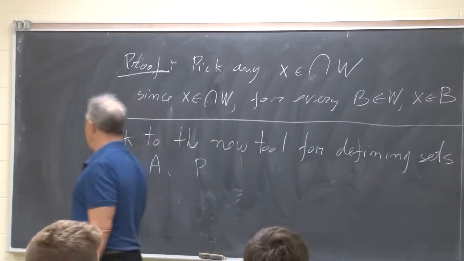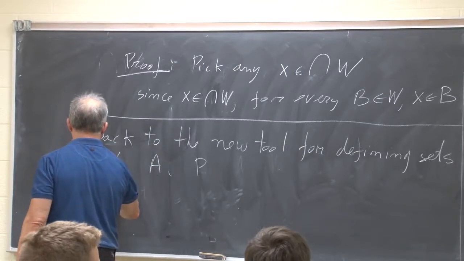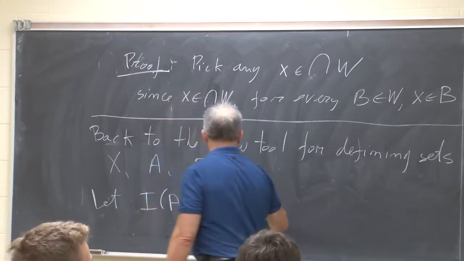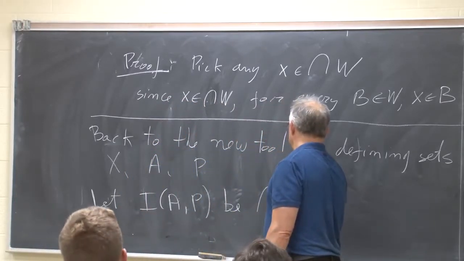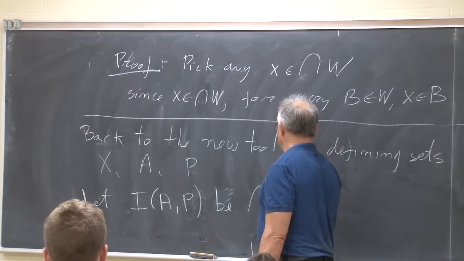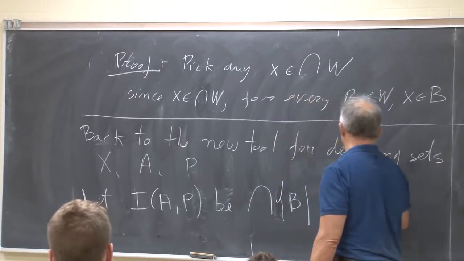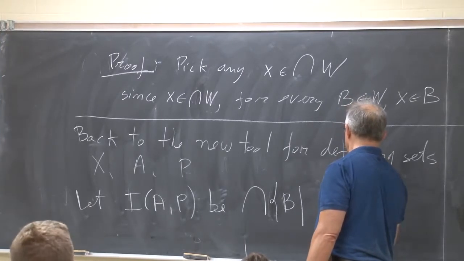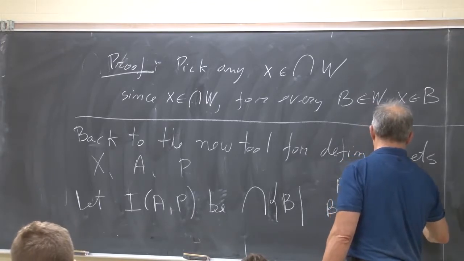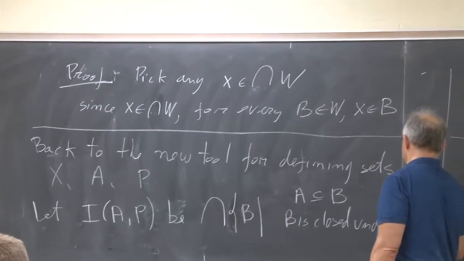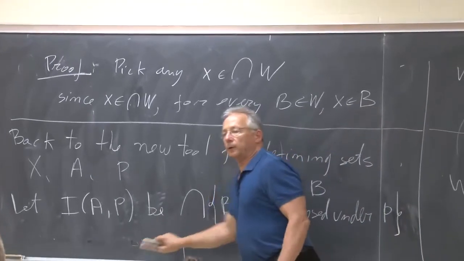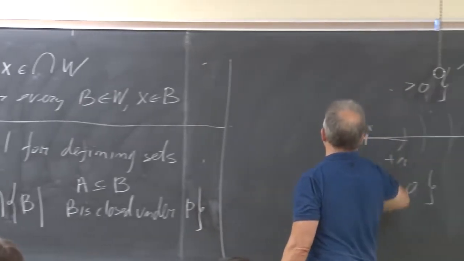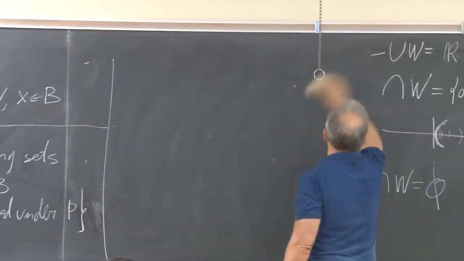So we say for IAP, let IAP be the intersection of this collection, the intersection of the set of all B's such that A is a subset of B and B is closed under P. So now I want to show you that such a minimal set exists. I gave you a definition of this set, and I want to show that it really meets all the requirements.